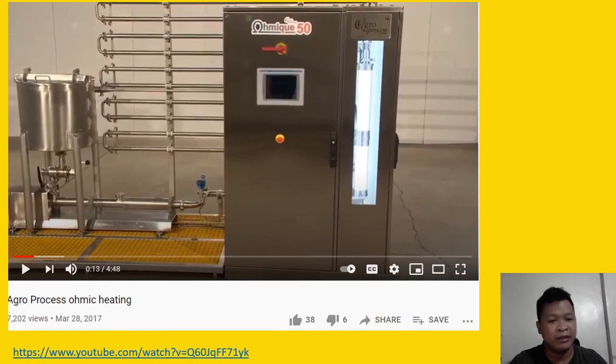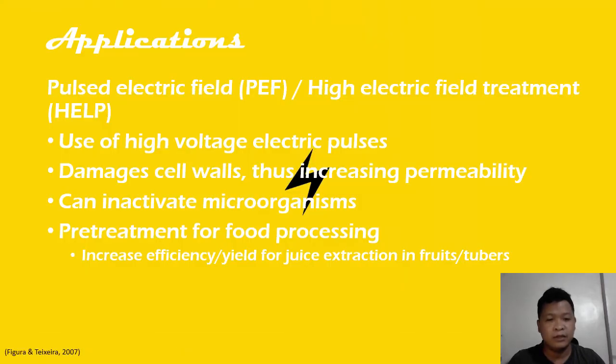So we also have what we call pulsed electric field or high electric field treatment, which uses high voltage electric pulses, not mainly to heat up the food, but rather to damage cell walls to increase the permeability. And it can also inactivate microorganisms. So usually, dahil hindi nga siya pang-init talaga, it's possible to use as a pre-treatment for food processing, as for example, increasing the efficiency or yield of juice extraction in fruits or tubers, so mostly for plant materials.